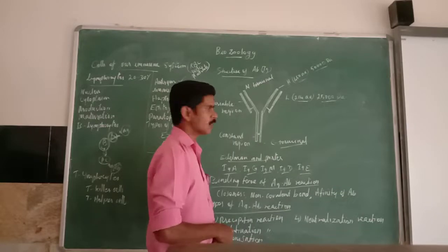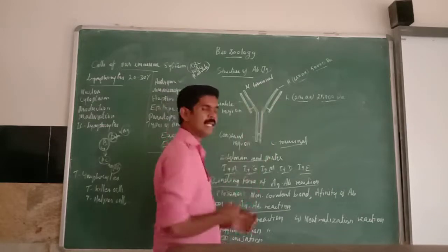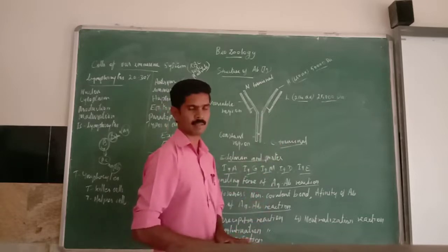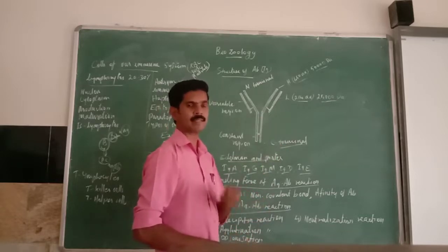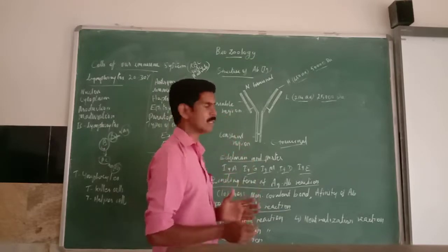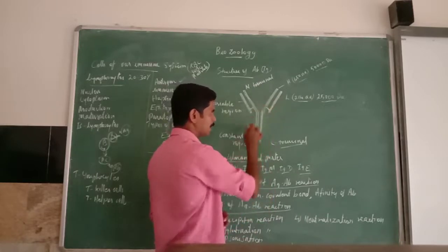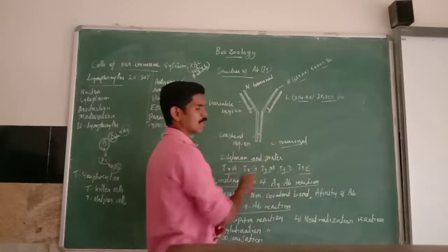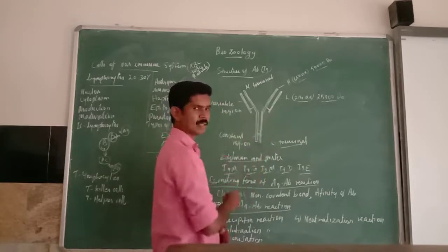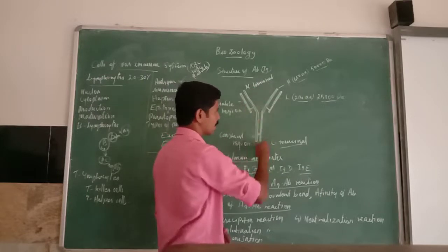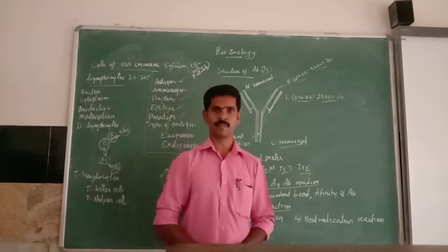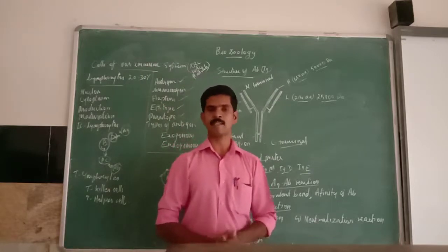In the variable region, some variations are there in the amino acids, as the antibody is fully made up of amino acids. So the region of the antibody molecule where some variations or differences are present is called the variable region. In this other region, there are no variations or differences in the amino acid arrangement, so this region is called the constant region. Understand, my dear students?